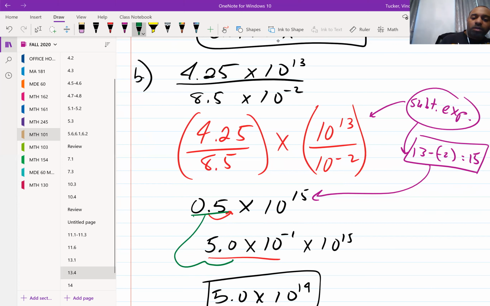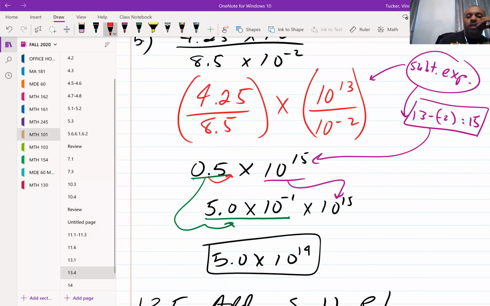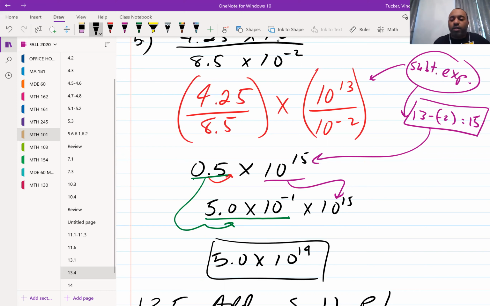So this turns into all of that. And your 10 to the 15th is still right here. All right. And now add your exponents. Negative 1 and 15 will give you 14. And that will be your final answer: 5 times 10 to the 14th.